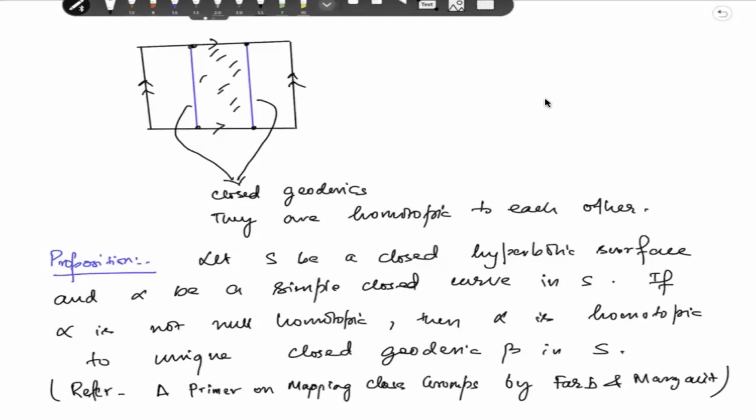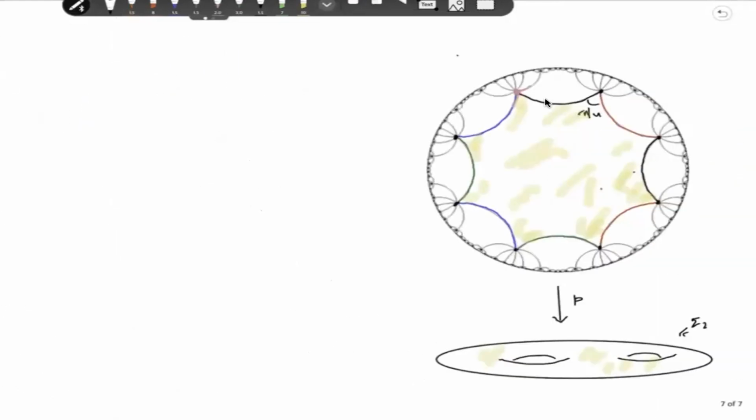So I'll just give some examples of closed geodesics in a hyperbolic surface and give an idea to prove this proposition. Let us recall, how do I get a hyperbolic surface? Especially this genus 2 surface, which admits a hyperbolic metric. How have we done that?